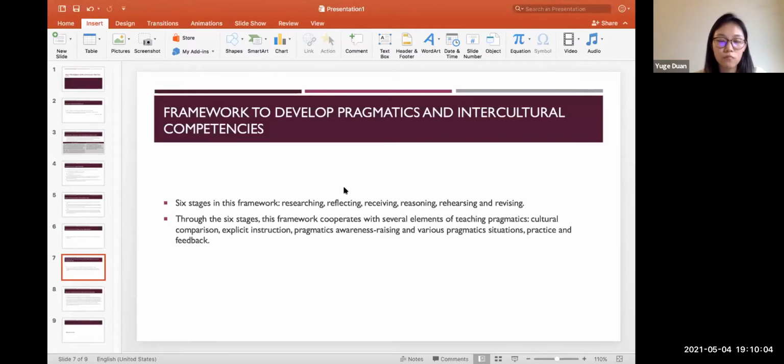So this framework can provide a considerable way for future pragmatics teaching. And these 6 stages in this framework, I think, give me some inspiration in teaching pragmatics.